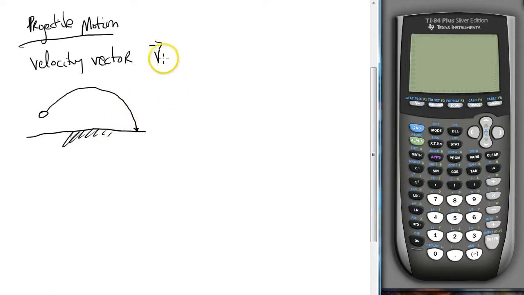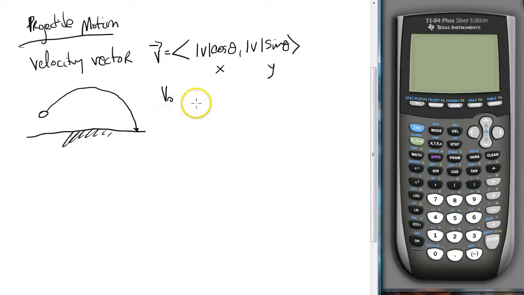So we have vector v, and we can break this down like we've been doing in class. We use the magnitude of v times cosine theta, and the magnitude of v sine theta. The cosine is the x part, the sine is the y part. And instead of v, we're going to call it v sub 0, or v initial. This is the initial velocity.